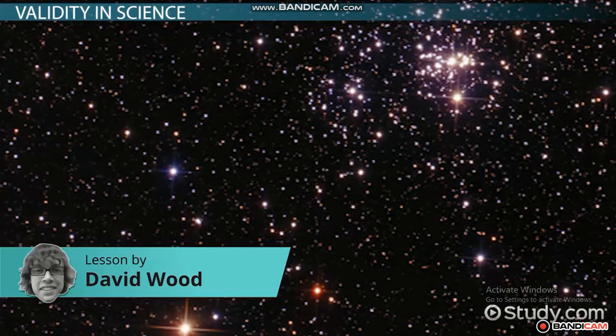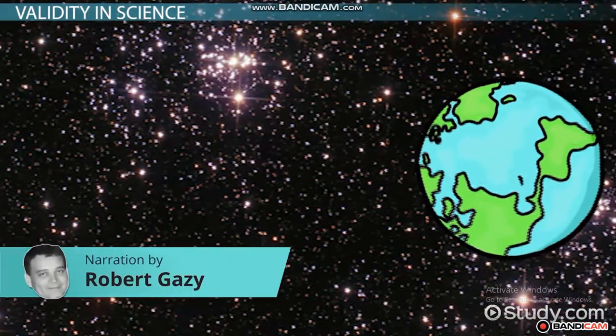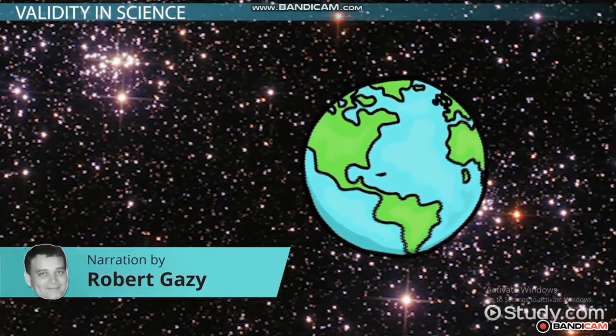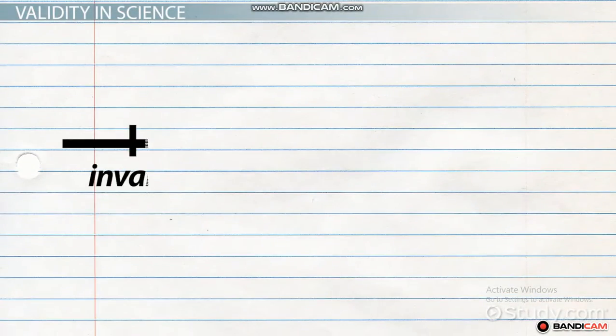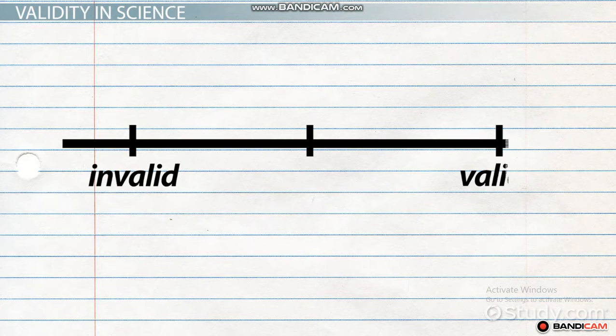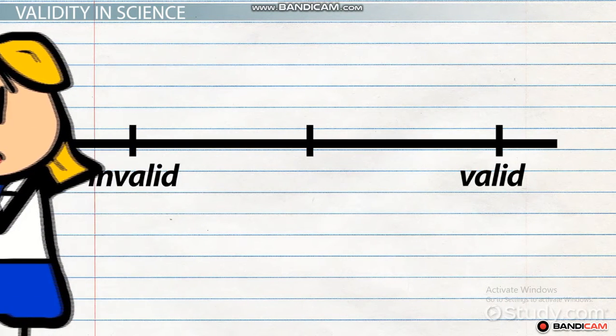Although science is the best way to come up with accurate explanations for how the world works, not all scientific investigations are created equal. Some are better than others. There are a couple of ways of measuring how good a scientific investigation is. Two terms that are often used are reliability and validity.